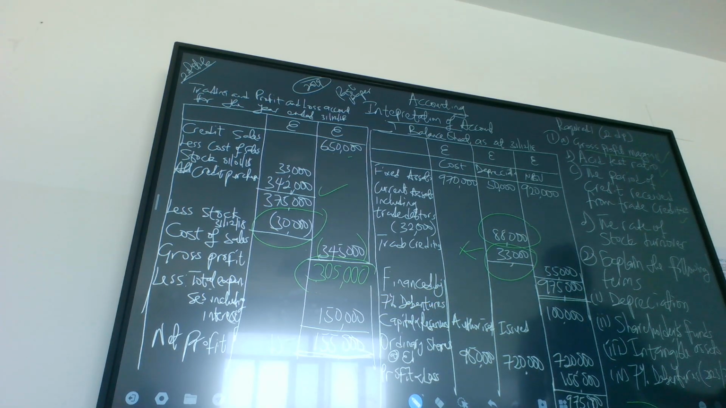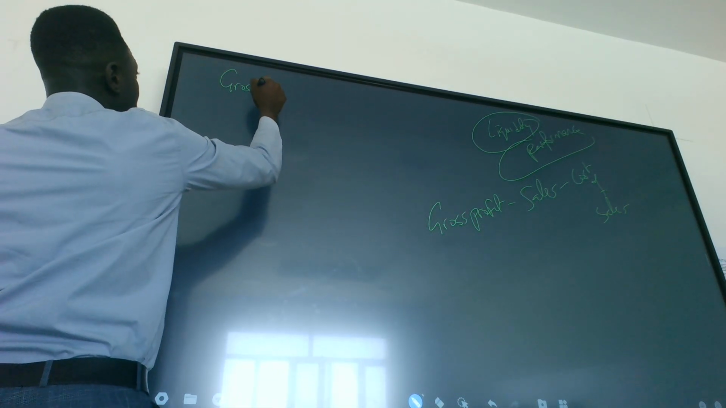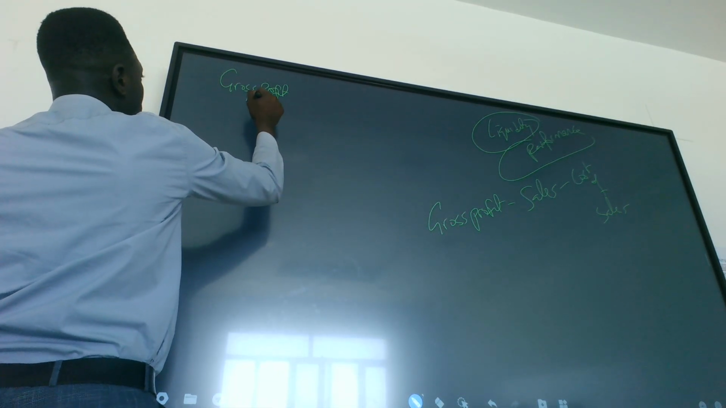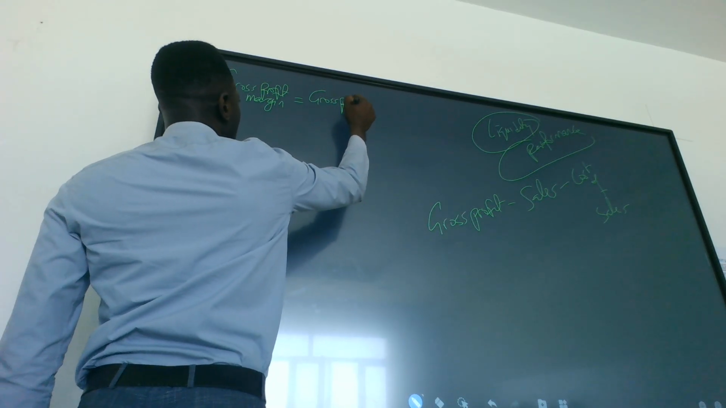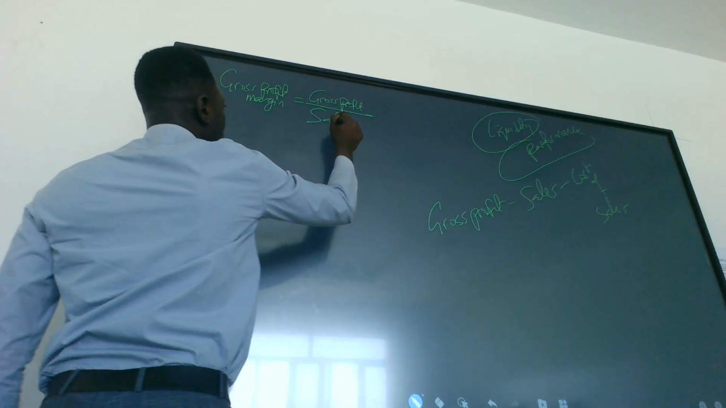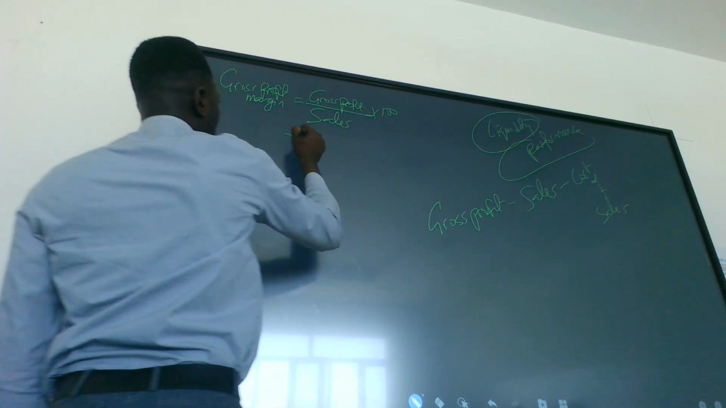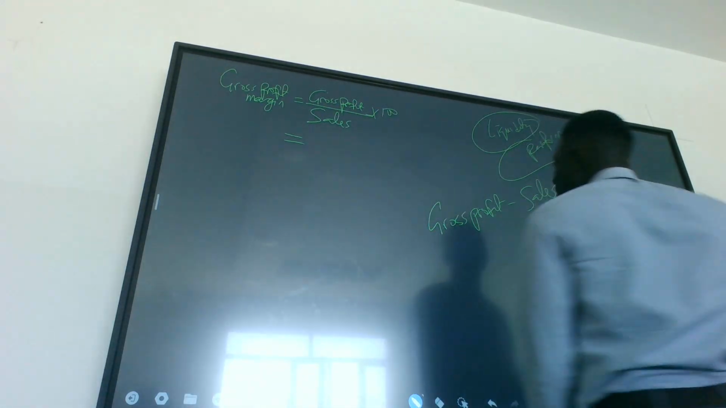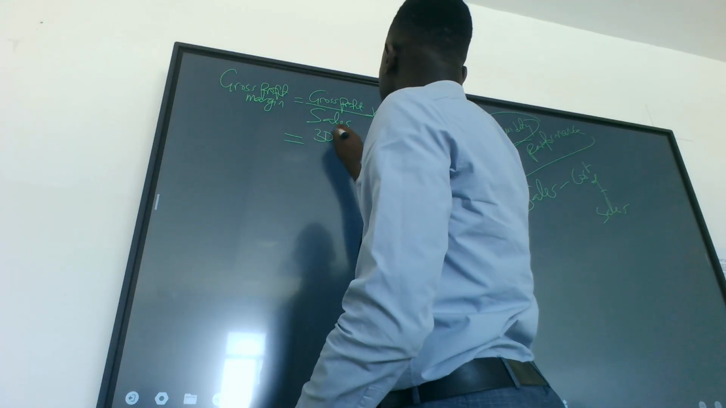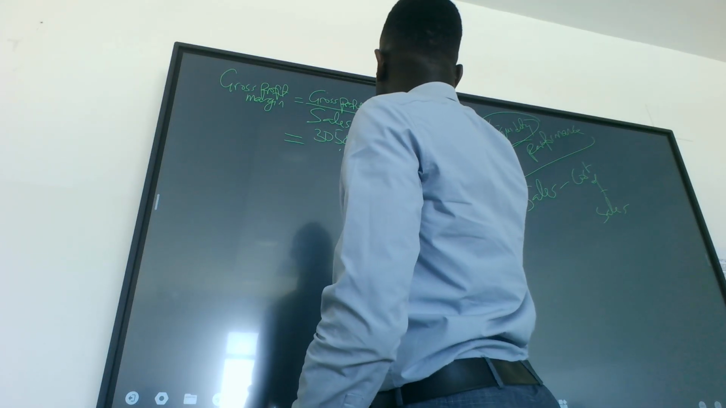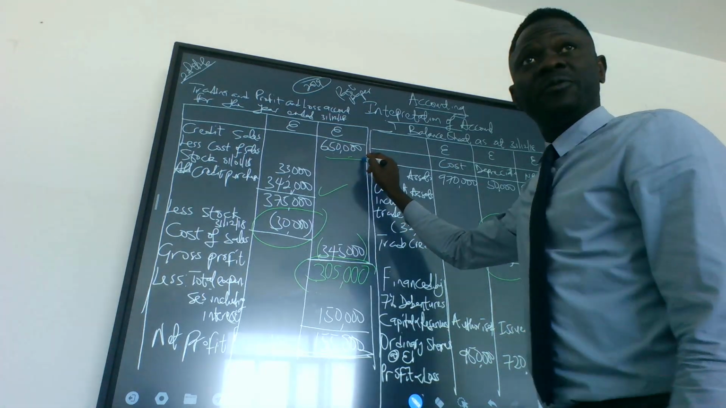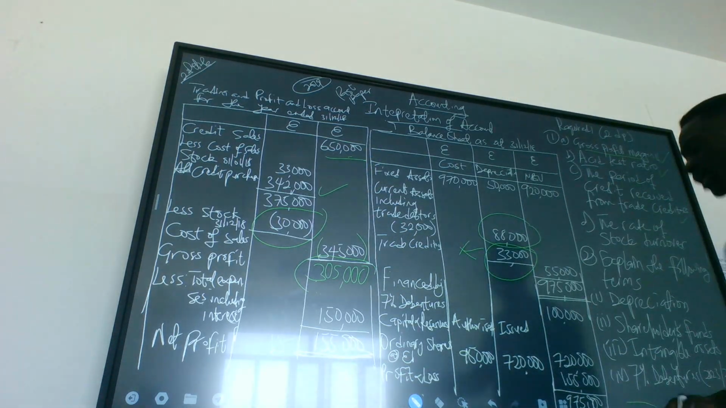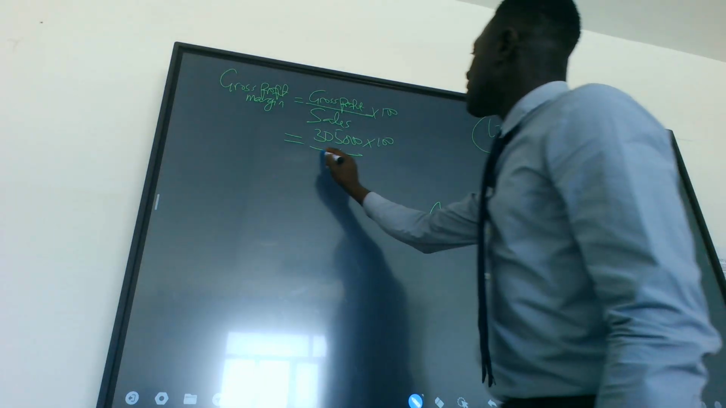To get our gross profit margin, it is gross profit divided by sales multiplied by 100. So what's our gross profit? We have it as 305,000, multiplied by 100 over, what is our sales? 650,000. Can I calculate? Yes, please. So we have 650,000 here.